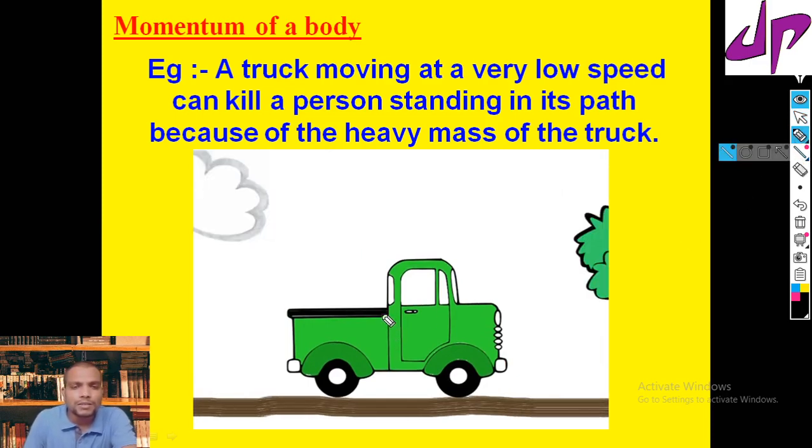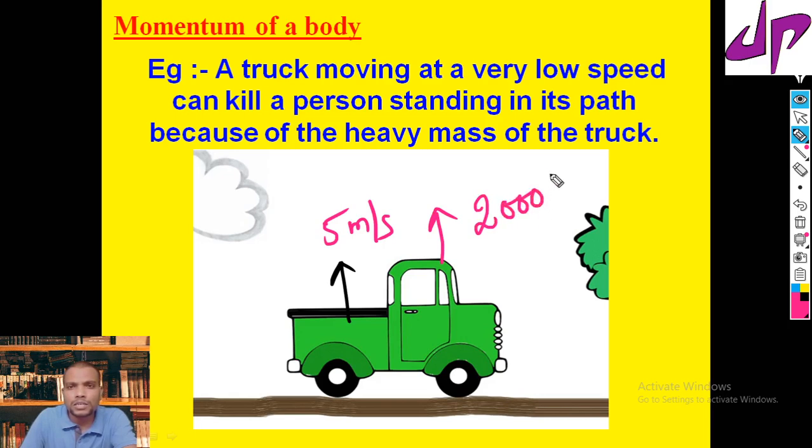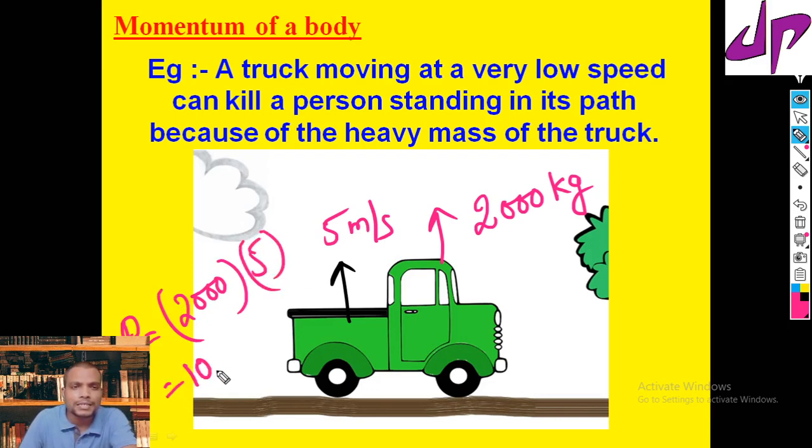What's the reason? The truck is moving with less speed, say 5 meter per second, and it has huge mass. If you take the mass of the truck as 2000 kg, then the momentum of the truck is 2000 times 5, so I get 10,000. It's a huge amount. Kg meter per second is the unit.